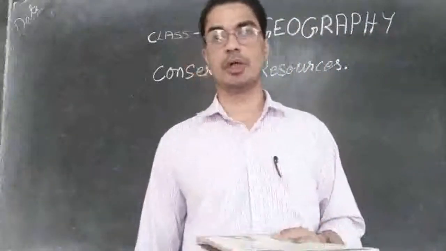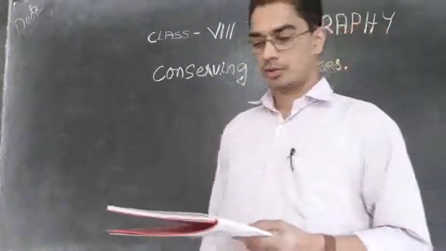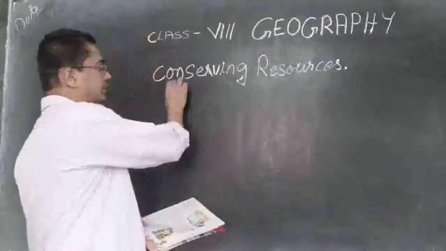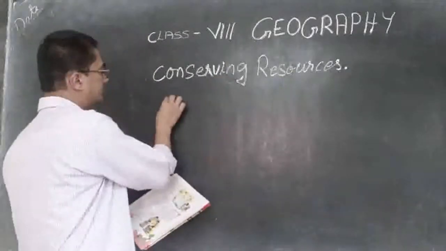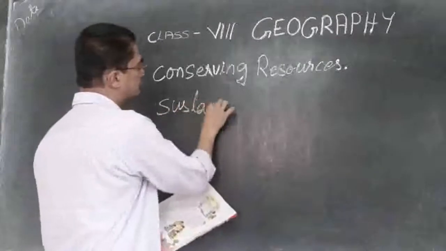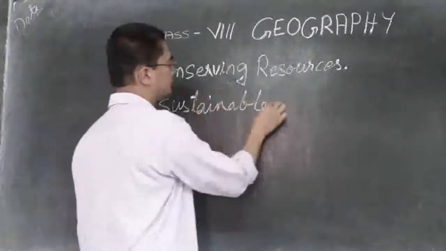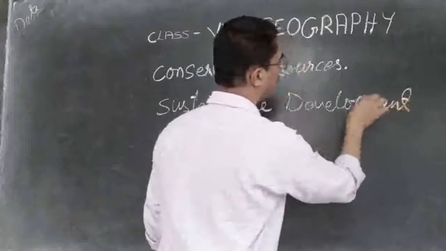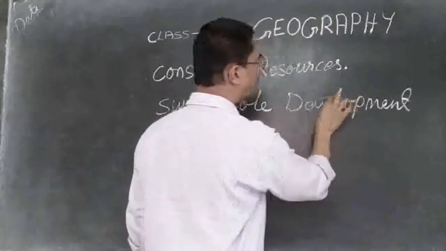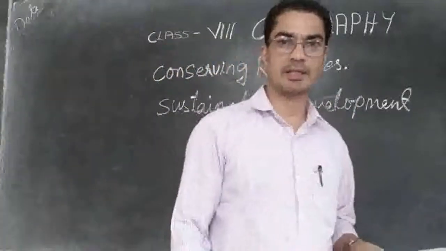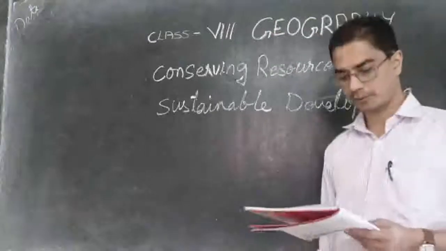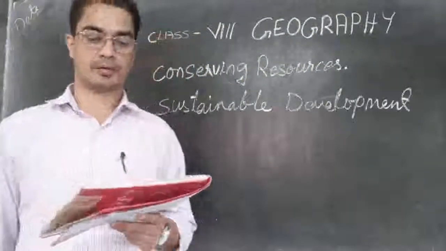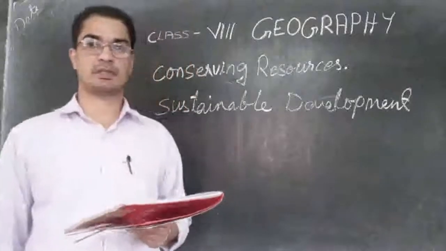So you can follow in your textbook, page number 5. Here we talk about two terms. One is resource conservation, that is conserving. Another one is sustainable development. Sustainable development is another topic that we'll be dealing with. So, using resources carefully and giving them time to get renewed is called resource conservation.